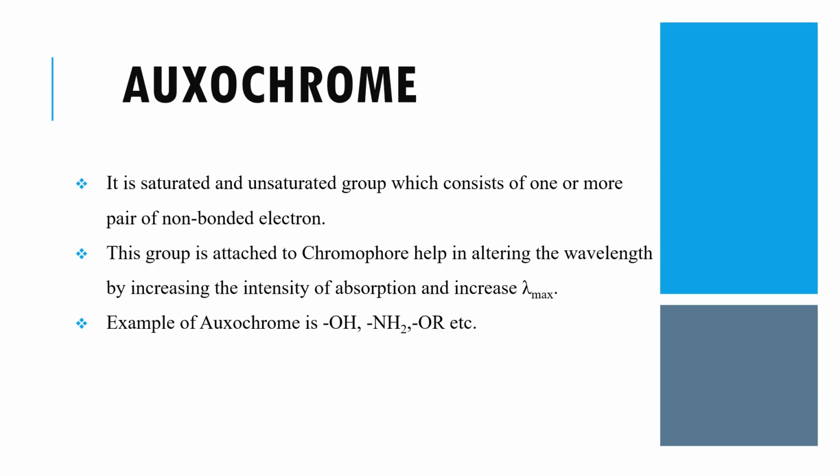Another important term is auxochrome. Auxochromes are saturated or unsaturated groups which consist of one or more pairs of non-bonded electrons. We attach them to the chromophore, and that helps alter the wavelength by increasing the intensity of absorption and thereby increasing lambda max. So auxochromes are something that we attach to chromophores. Examples can be the OH group, NH2 group, OR, etc.